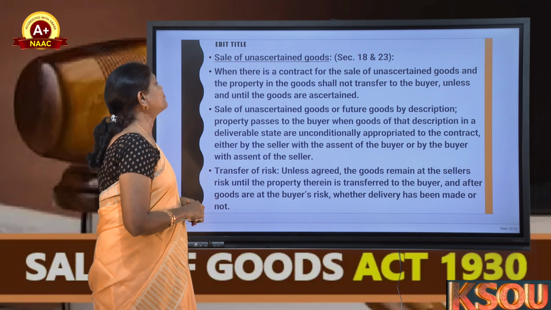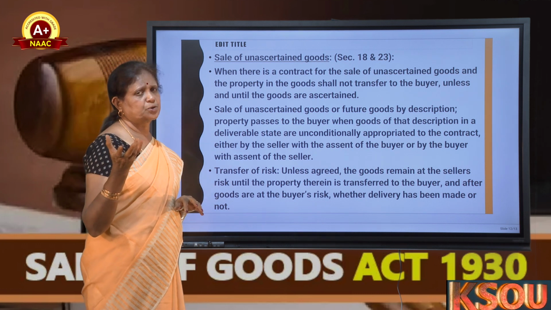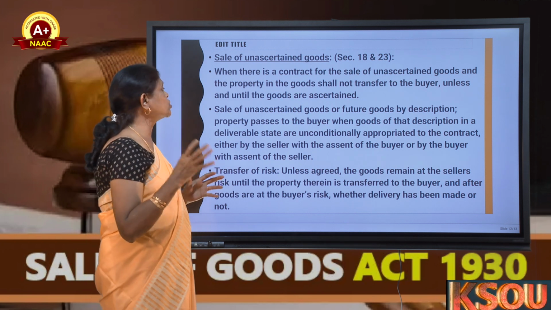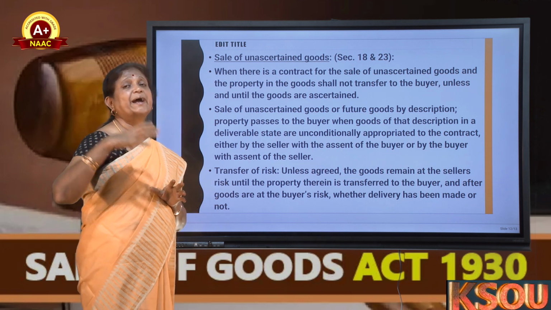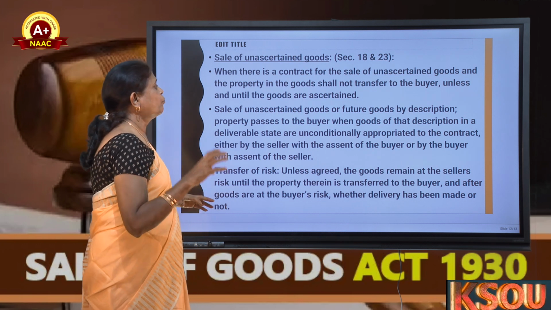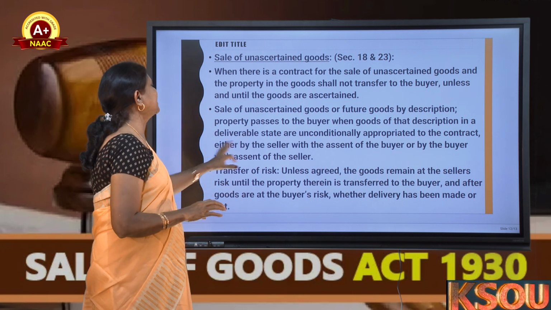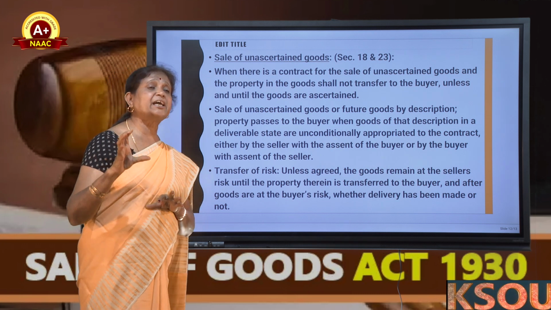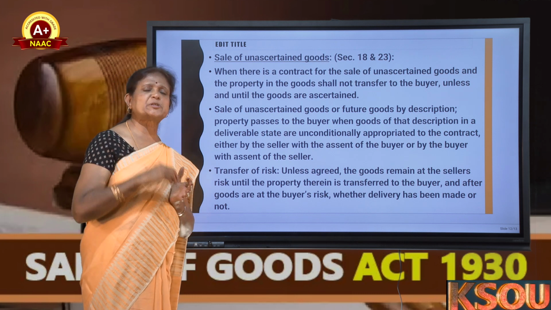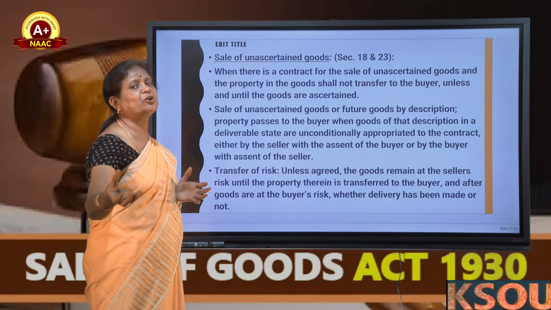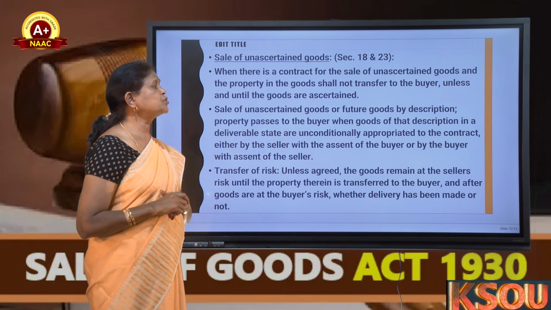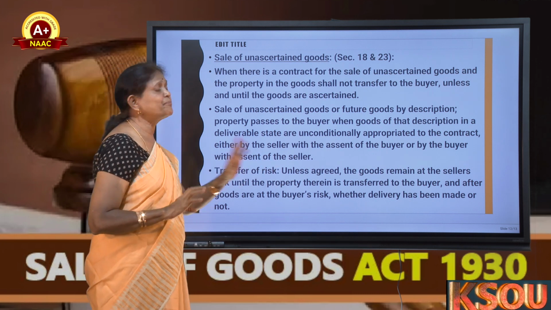And also sale of unascertained goods or future goods. Goods yet to be manufactured or yet to be procured are called a sale of goods at a future date. In such cases, property passes to the buyer only when goods of that description are in a deliverable state and unconditionally appropriated to the contract. So, in the case of unascertained goods, goods must be ascertained and they must be appropriated to the contract unconditionally. In such cases, ascertained goods or future goods by description can be the subject matter of sale.